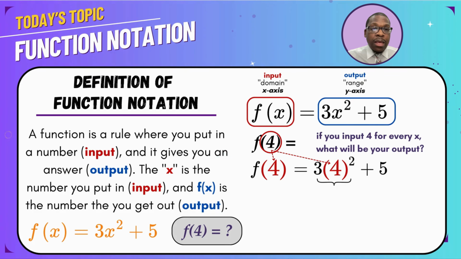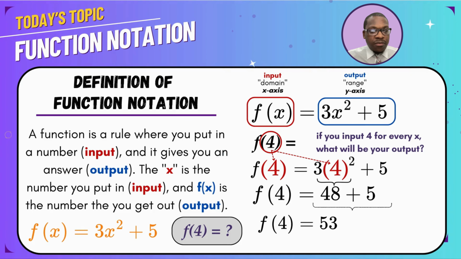So on the output side, we're going to find 3 times 4 squared plus 5, and that will give us a result of 48 plus 5. And if we solve for 48 plus 5, that will give us 53. So our f of 4, meaning if we input 4, we get out 53. Where the first part, f of 4, that's our input. Our x is equal to 4. But 53 is our output, where our y is equal to 53.